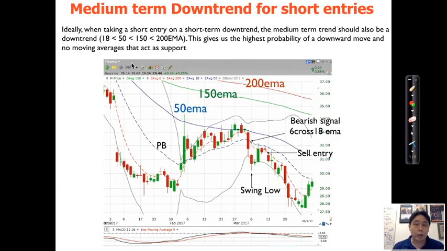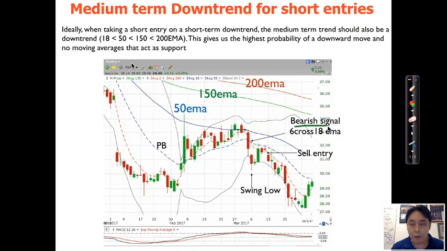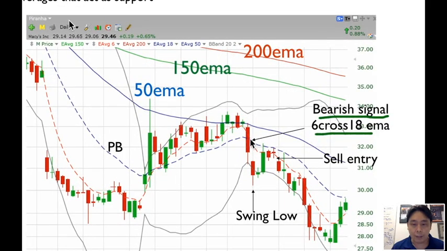And again, when we're going short, we want the medium-term trend to be down as well, okay? So in this case, you can see the 6 EMA crossing below the 18 EMA. That is a bearish signal of a short-term downtrend. Right after that signal, we have got a swing low, okay? We have an inside bar. We can't take the trade yet. We then have a pullback. So put our entry just below this candle.